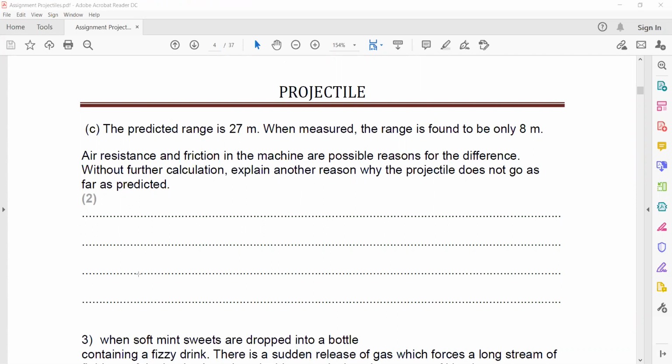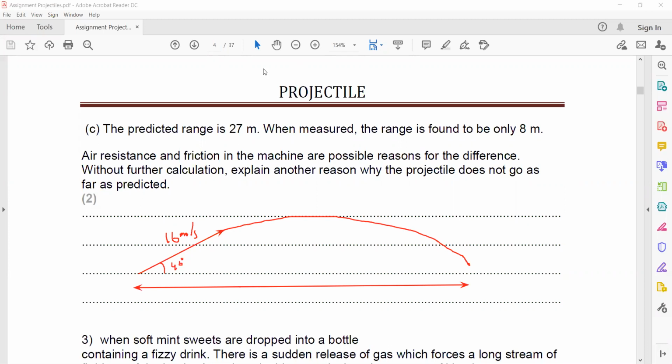Means, if you launch a projectile with an angle of 40 degrees at a speed of 16 meter per second, the maximum range, the predicted range, is 27 meter. That the projectile can travel 27 meter. But in practice, when measured, the range was found to be only 8. Means when practically it is launched with the same speed, it only covers 8 meter.